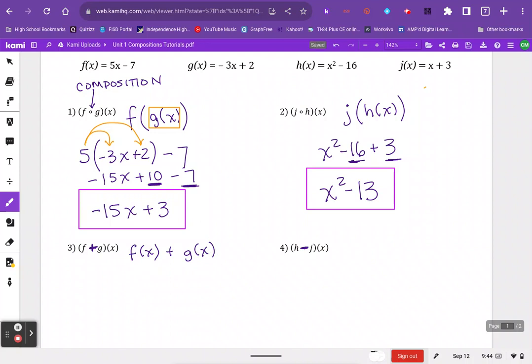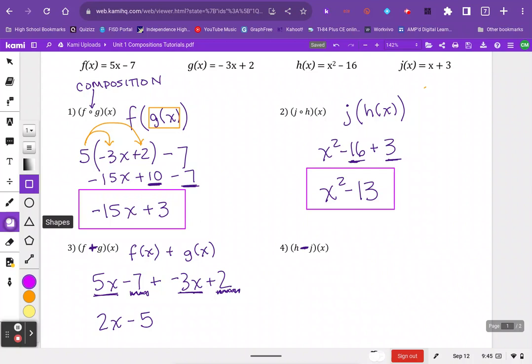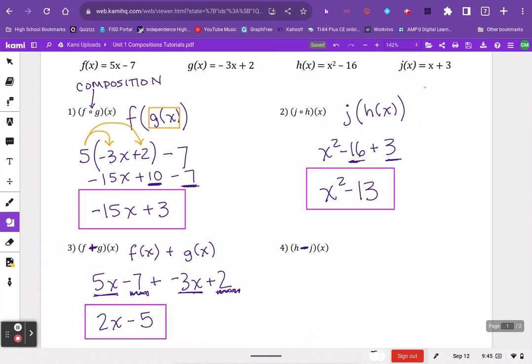So look at your choices up there. F of x, let's copy down the f equation, the whole thing. So 5x minus 7, that's the f of x equation. We're going to add that to the entire g of x equation. And adding is just combining the like terms. So let's combine these two terms because they are alike. And then let's combine these two terms because they are alike. Check to see if it's possible to simplify anything. And if not, then I am finished.